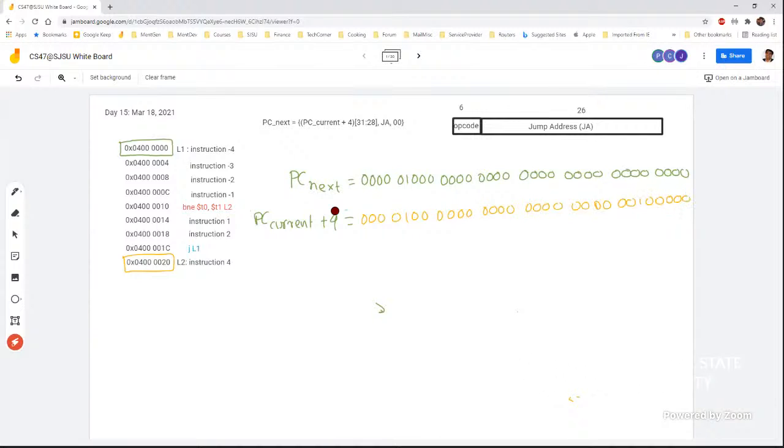So this guy, your PC next, when it is being constructed, this 4 bit goes there. So this is like 0, 0, 0, 0. That comes from the PC current plus 4, that bit pattern. And the last bit patterns are automatically appended by the processor, right? So your target bit pattern for the jump address then is this 26 bit.